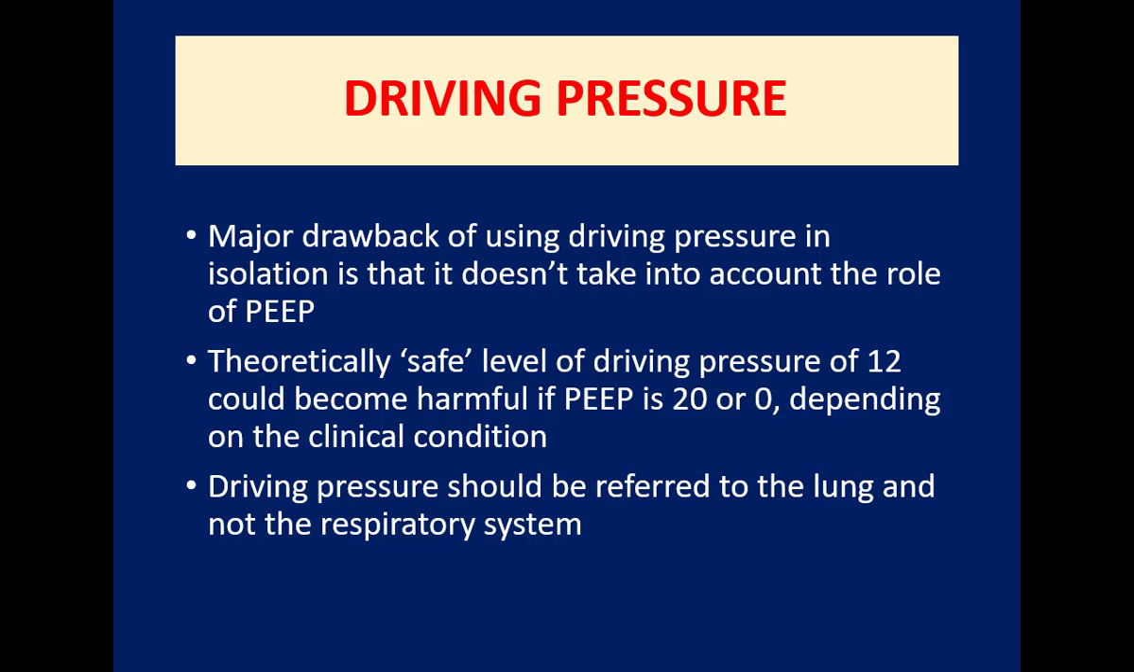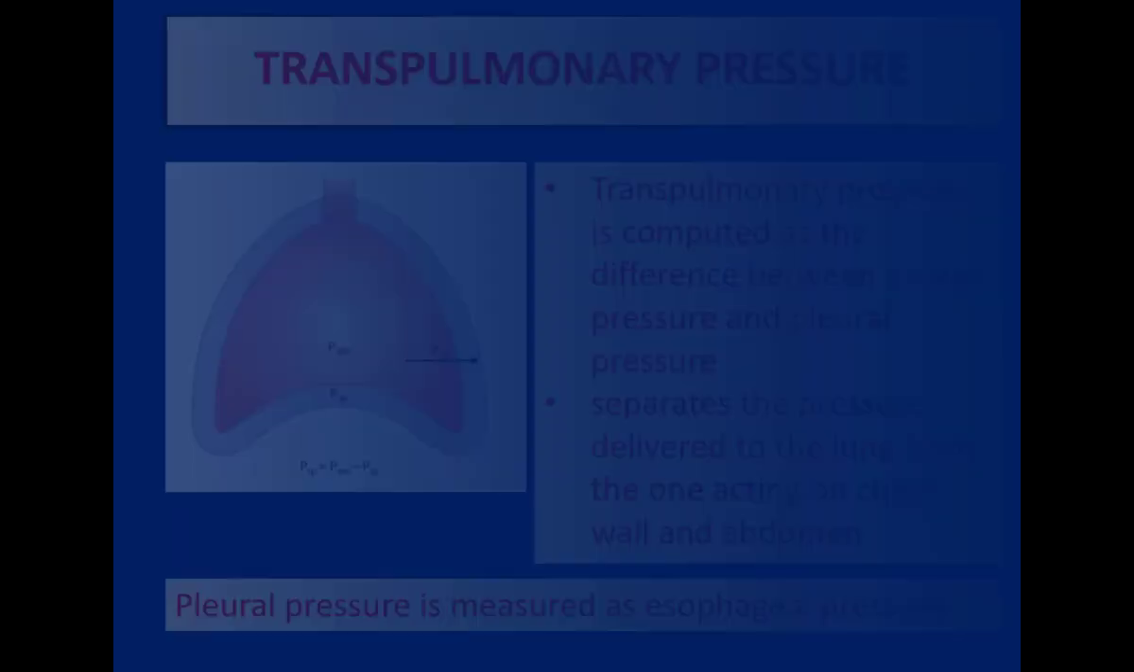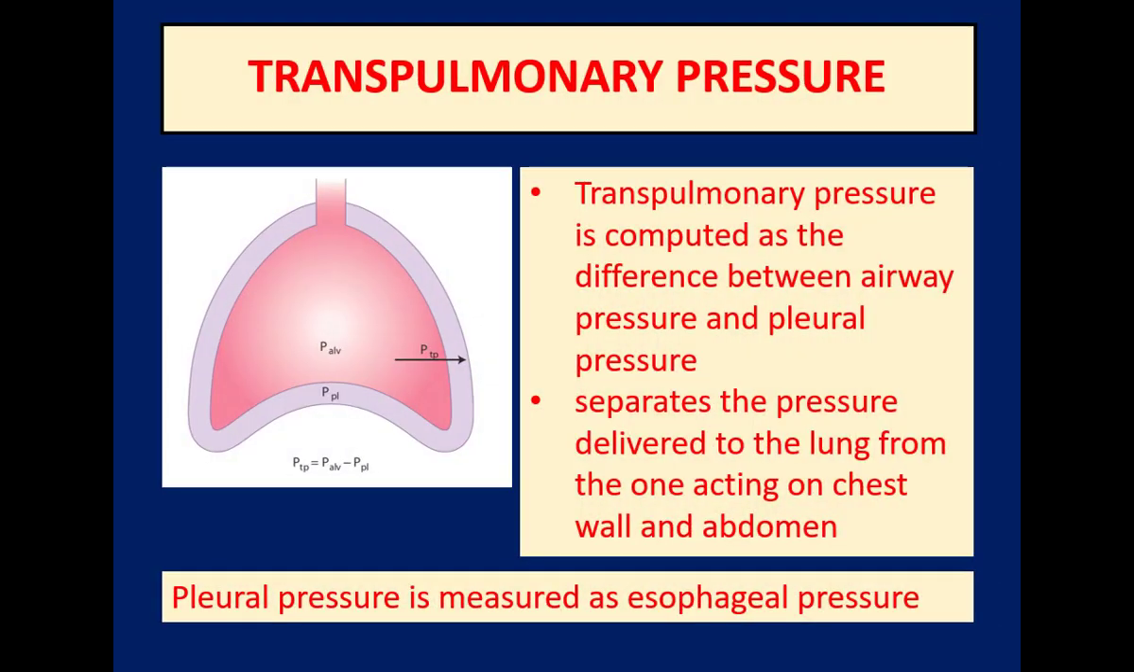This was the drawback. Driving pressure we have taken as the compliance of the whole respiratory system. So what they have now postulated is that driving pressure should be taken as lung only, not as the respiratory system. That will be more ideal. So to check that comes another entity, that is transpulmonary pressure.